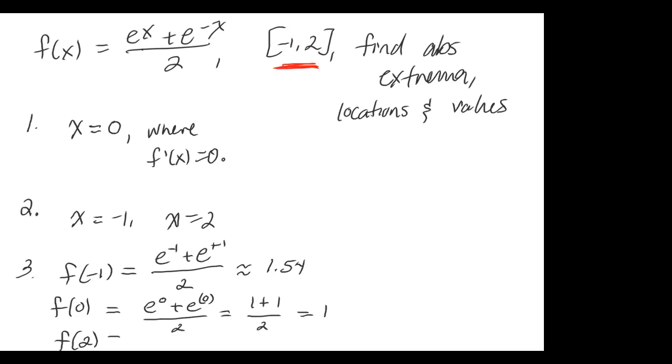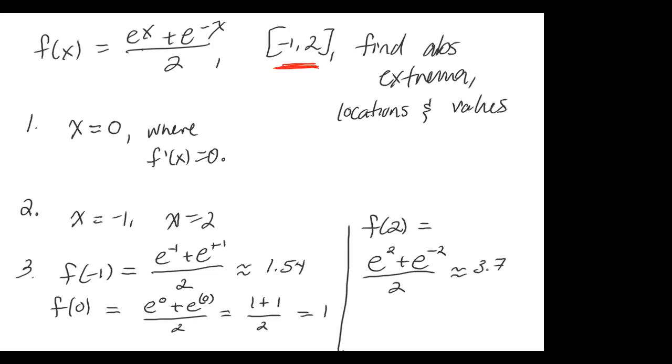f of 2 is equal to, looks like I'm going to need a little more room here. Let me do a little bit of changing this around. Move it over here. f of 2 is equal to (e squared plus e to the -2) divided by 2, which if I put that in my calculator, I get about 3.76. Okay.